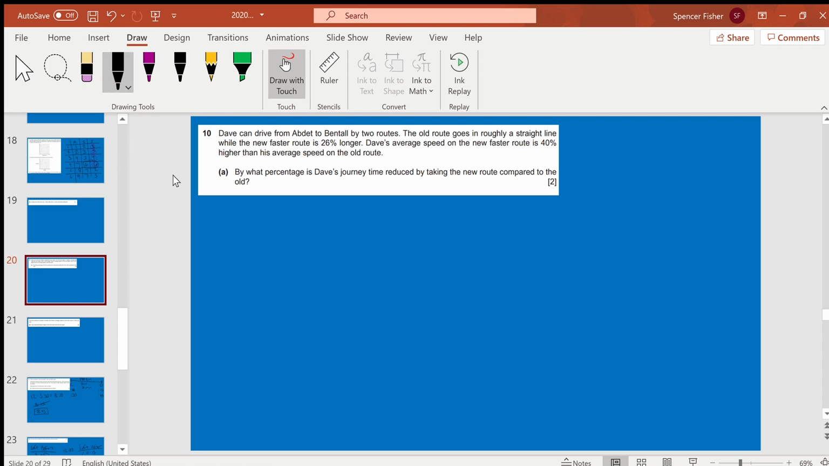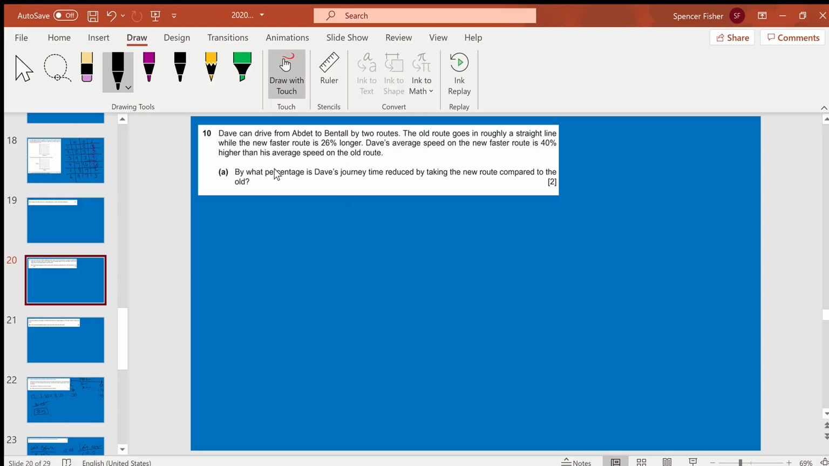All right, here we are with number 10. So I want to use this 10A as an example for how to use units to your advantage. So we read through, this guy has these two routes. One is 26% longer, but he can go 40% faster.